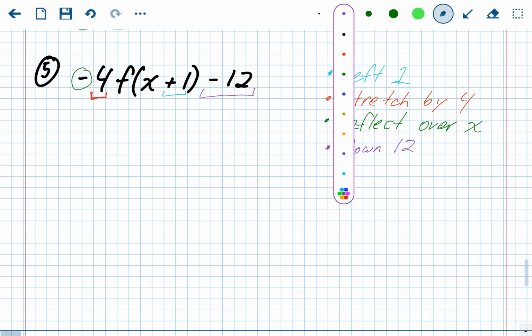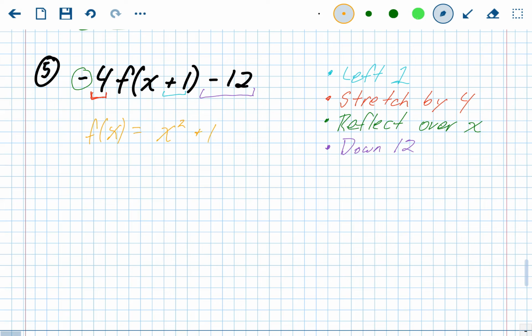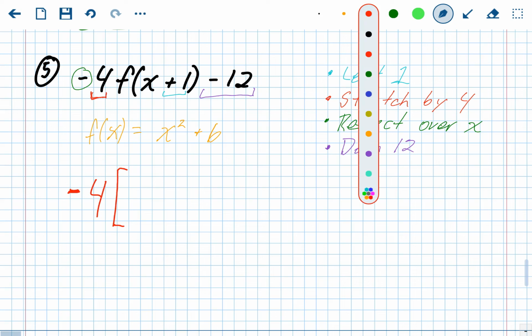Alright, and just recall what the original function was. The original function was f of x equals x squared plus 6. Alright, so let's write down what's happening. You have a -4 on the outside. It's being multiplied by the inside part of the function. But before I do that, I'm also going to mention that we have a -12. That -12 is also on the outside of the function.